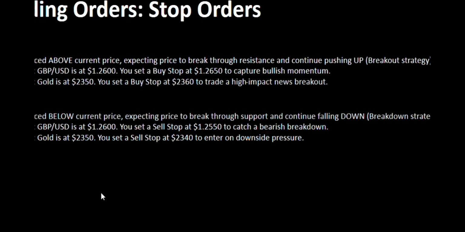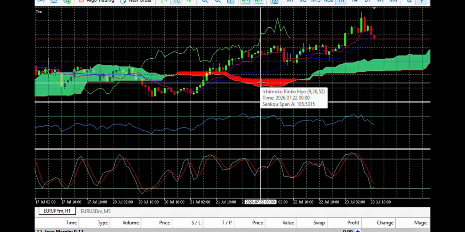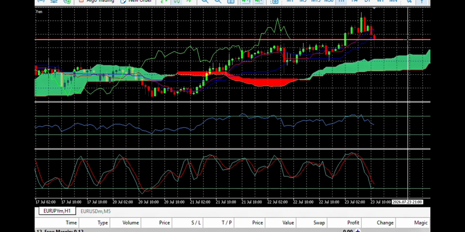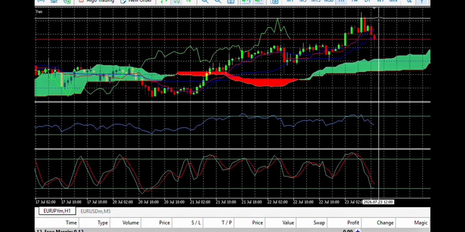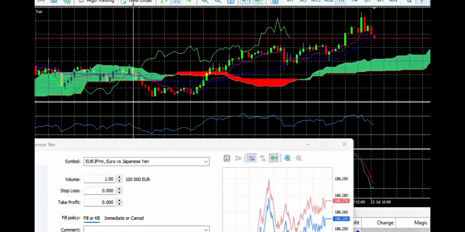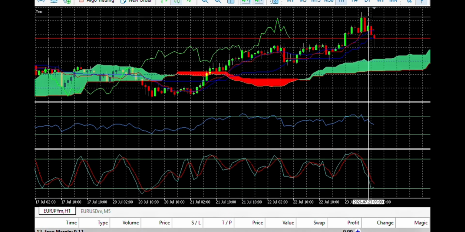So buy stop now is this. If you have a trade of this nature and you feel the market is going to get here and continue buying, you know it's above already. If you feel it's going to get to this 186 and continue buying, you place your order. When you open your order, you look for buy stop, then you place your order here. When you place your order here, you leave it, place your stop loss and take profit.